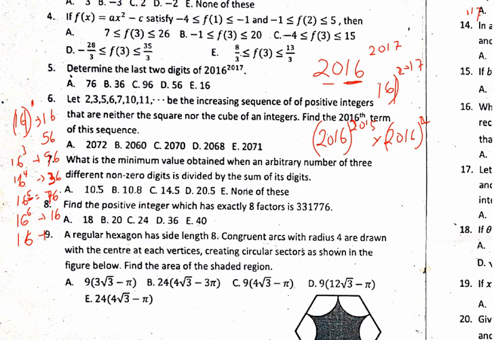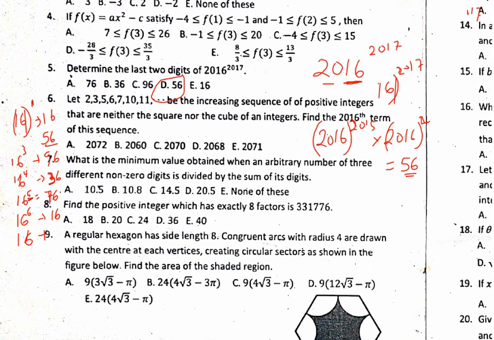Let 10, 11, and so on be the increasing sequence of positive integers that are neither squares nor cubes of integers. Find the 2016th term of this sequence.